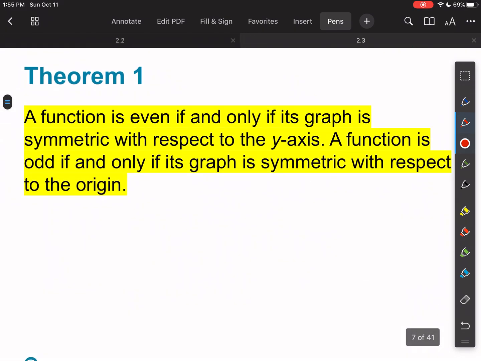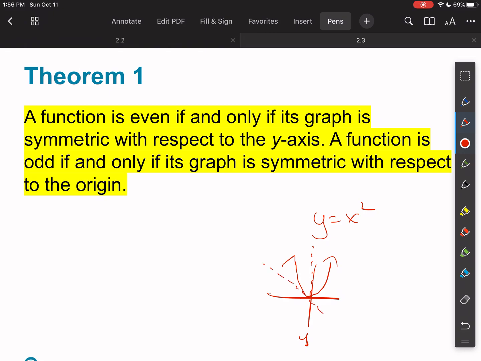So here's the theorem. If you still don't have it, here's the language of the theorem for even and odd functions. A function is even if and only if its graph is symmetric with respect to the y-axis. Those ones that I was talking about, y equals x squared, obviously, is this guy right here. It's symmetrical to the y-axis, right? So there's symmetry on either side of that line. And then a function is odd if and only if its graph is symmetric with respect to the origin. The origin would be this line right here. It could also be this line right here, right?